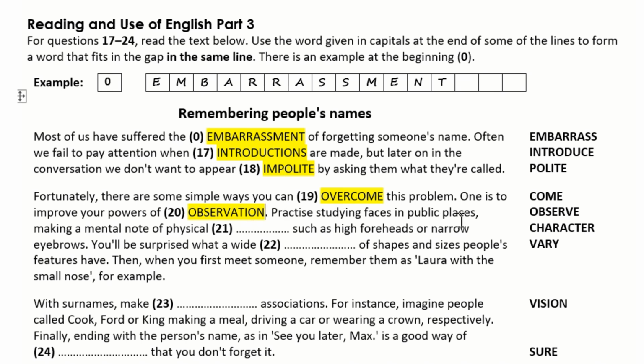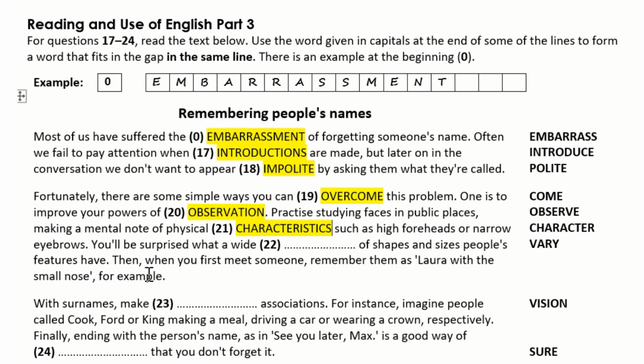Practice studying faces in public places, making a mental note of physical something such as high foreheads or narrow eyebrows. They give you the word character, and the missing word is physical characteristic. But it can't be singular because they've got high foreheads or narrow eyebrows following it, which means it's another one that needs to be plural, characteristics.